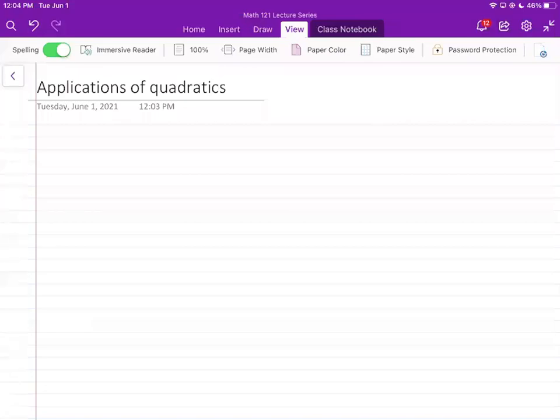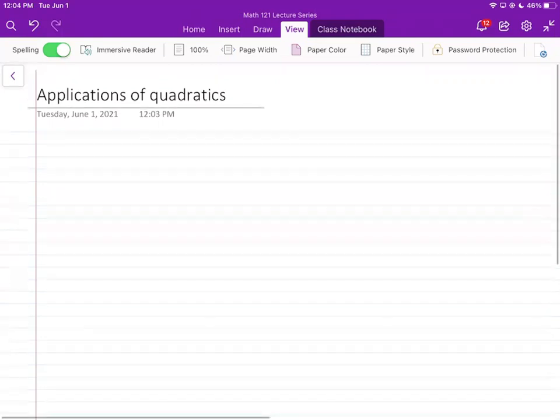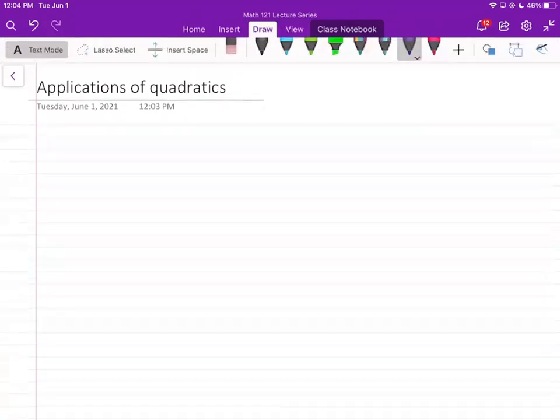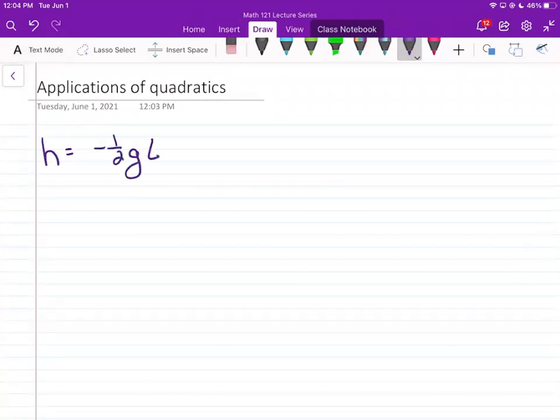One of the most common applications of quadratics is in the height equation. We can find the height of an object using the formula that the height is equal to negative 1/2 g t squared plus v naught t plus h naught. Each of those pieces has a special meaning.